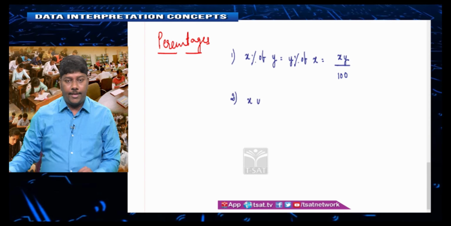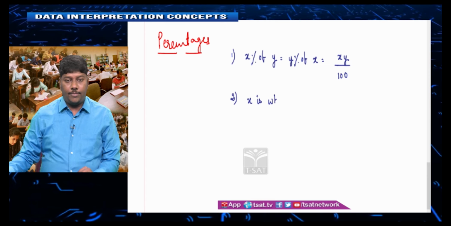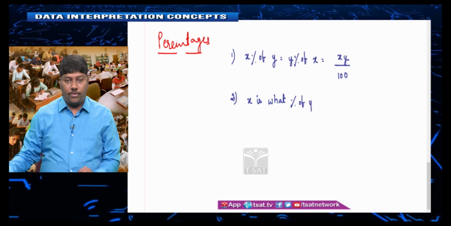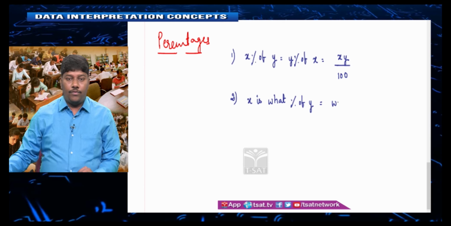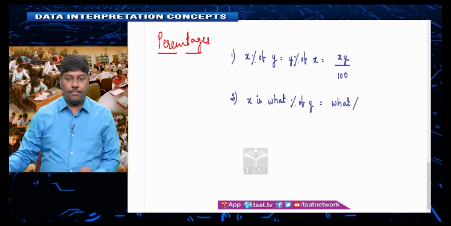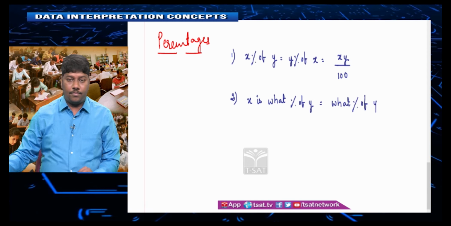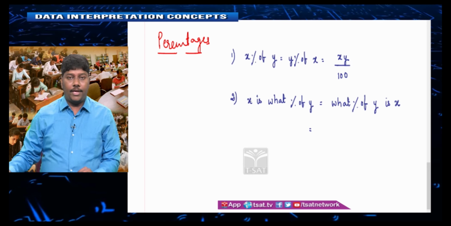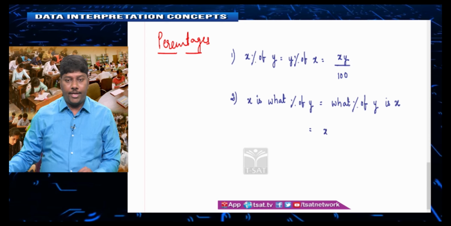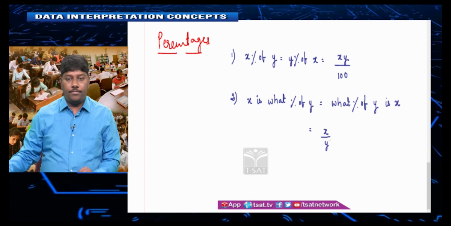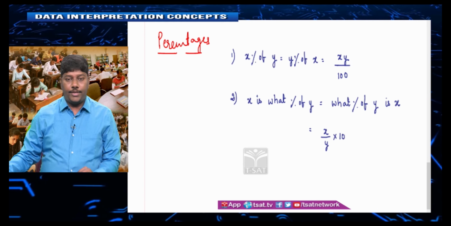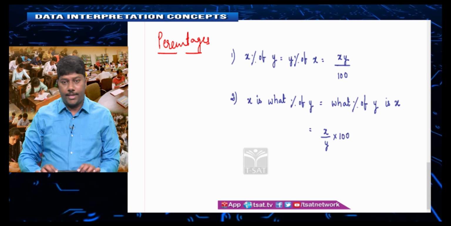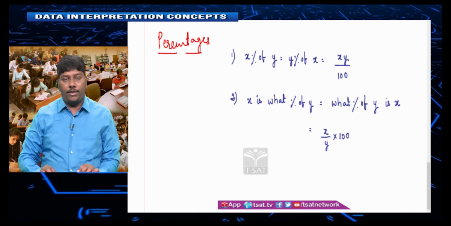X is what percent of Y? Or else, what percent of Y is X? In both ways the answer is the same. You are comparing X with Y. So, X should be in the numerator, Y should be in the denominator, into 100. So, X is what percent of Y, or what percent of Y is X? It is X by Y into 100.